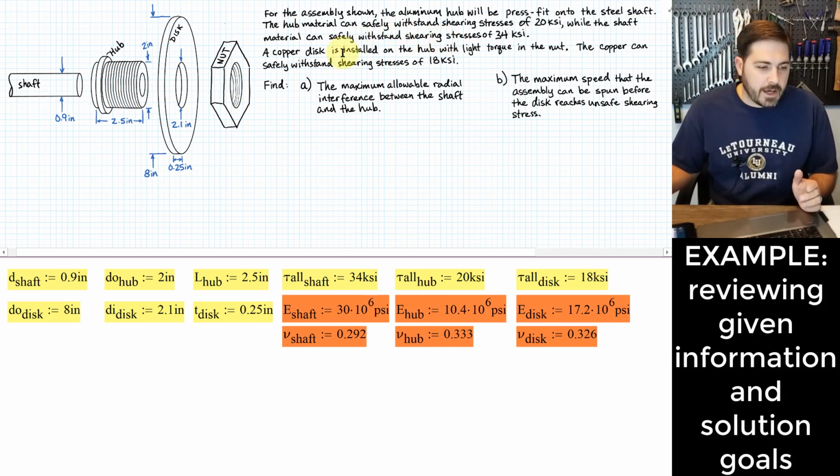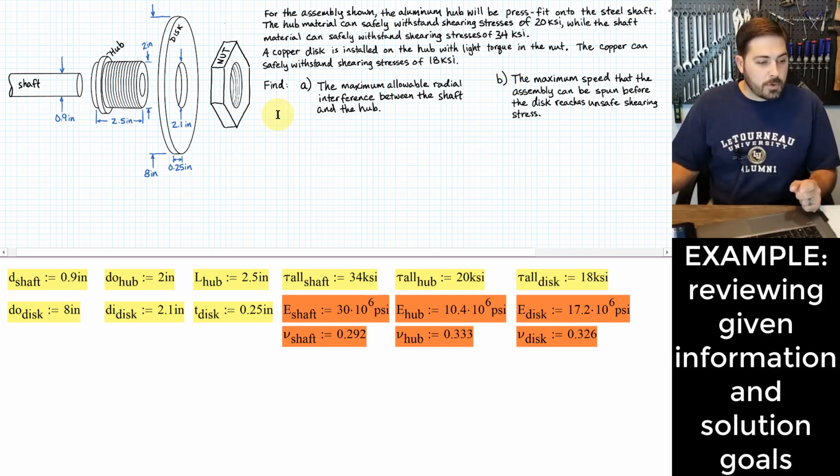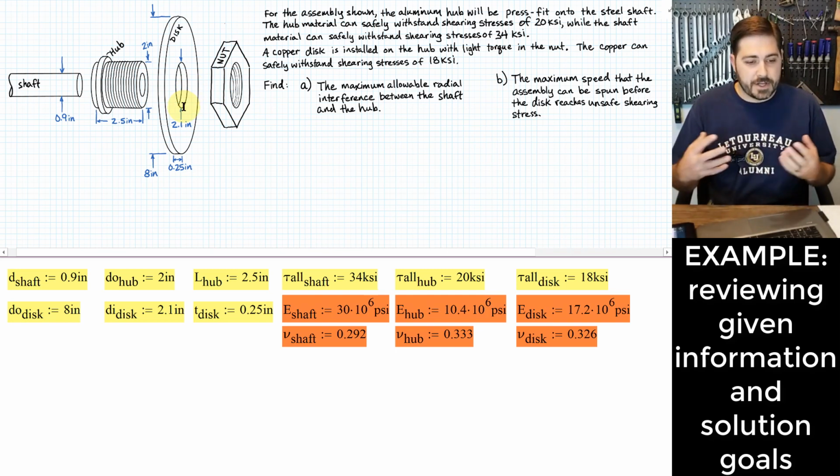Okay. It says here there's a copper disc that's going to be installed on the hub with light torque in the nut. The copper of this material can safely withstand shearing stresses of 18 ksi. And what we're supposed to find are the maximum allowable radial interference between the shaft and the hub for part A. And for part B, we're supposed to figure out what's the maximum speed that this whole assembly can spin before the disc reaches unsafe shearing stress, that copper disc.